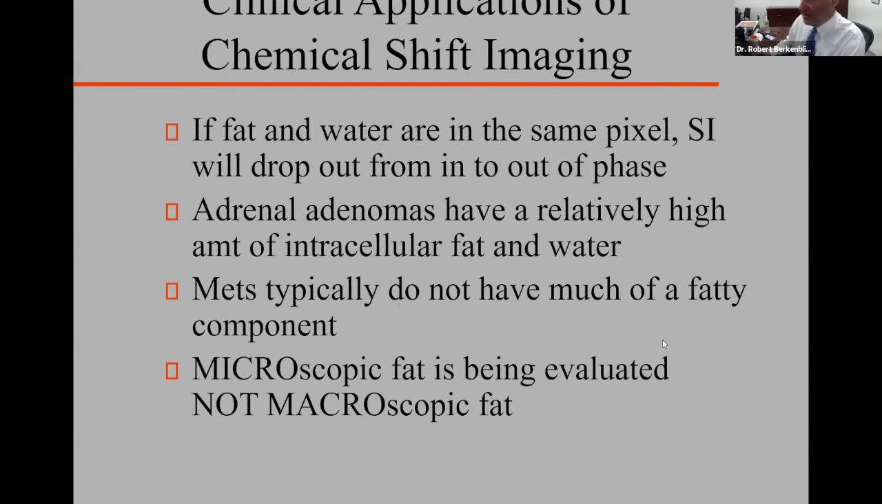So what are the clinical applications of chemical shift imaging? Well, if fat and water are in the same pixel, signal intensity will drop out from in to out of phase. Adrenal adenomas have a relatively high amount of intracellular fat and water. Metastatic lesions typically do not have much of a fatty component. With in and out of phase imaging, we're evaluating microscopic fat, not macroscopic fat.